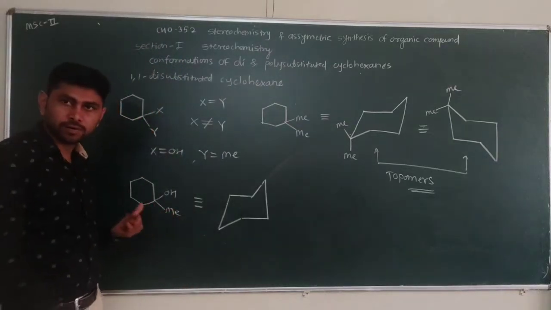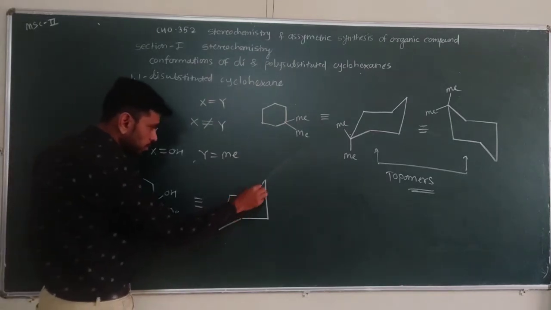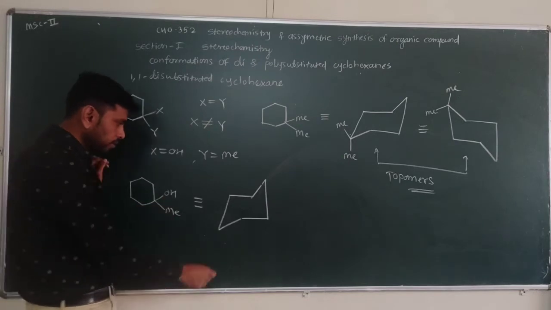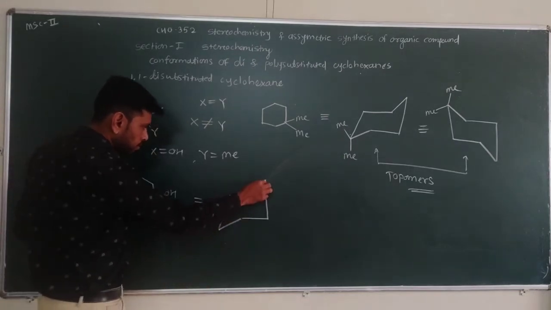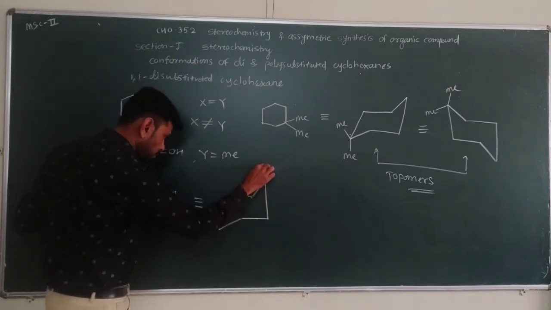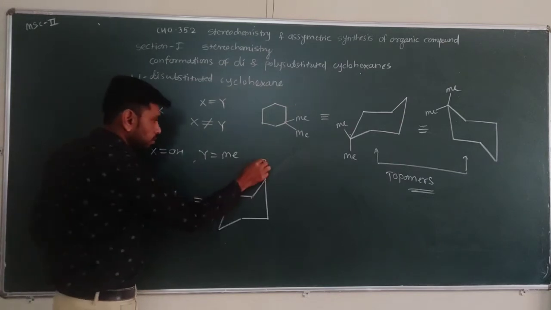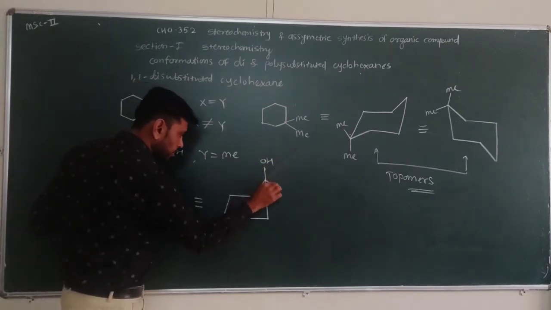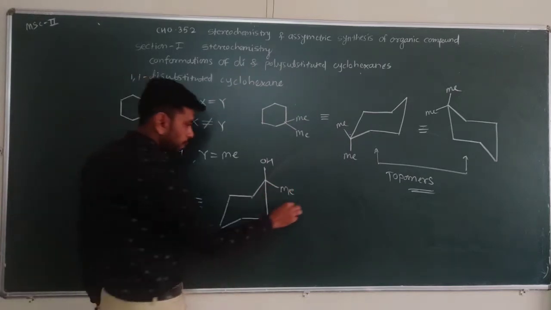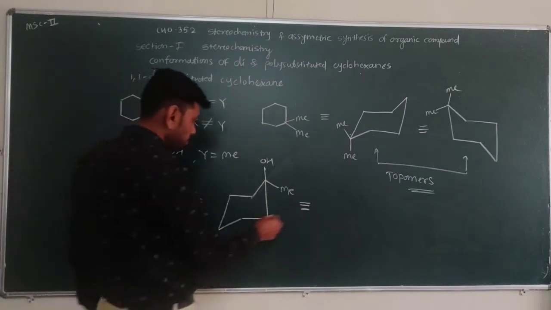So here we have to convert this planar structure into chair conformation. So chair conformation is here. Suppose that now the group is on the same side, so we can write one OH at axial position and methyl at equatorial position. Then we convert this structure into another chair conformation.